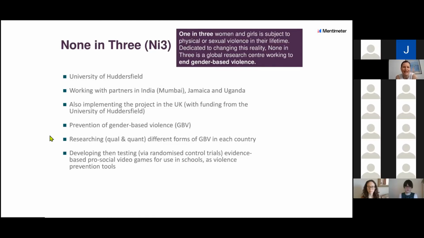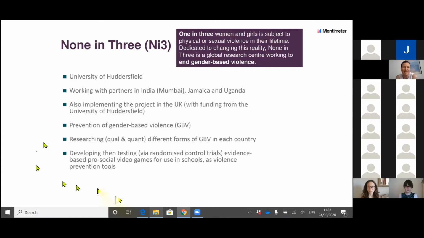Non-in3 takes its name from the global statistic that 1 in 3 women and girls is subject to physical or sexual violence in their lifetime. So that's the statistic that we exist to try and address and reduce to none in 3. Our project involves mixed methods research, which results in developing pro-social computer games as educational interventions to prevent violence. And we conduct randomized control trials on those games, although COVID has put a spanner in the works for that final part of the project, but we're still hoping to do that before we finish. So that's a bit of background.